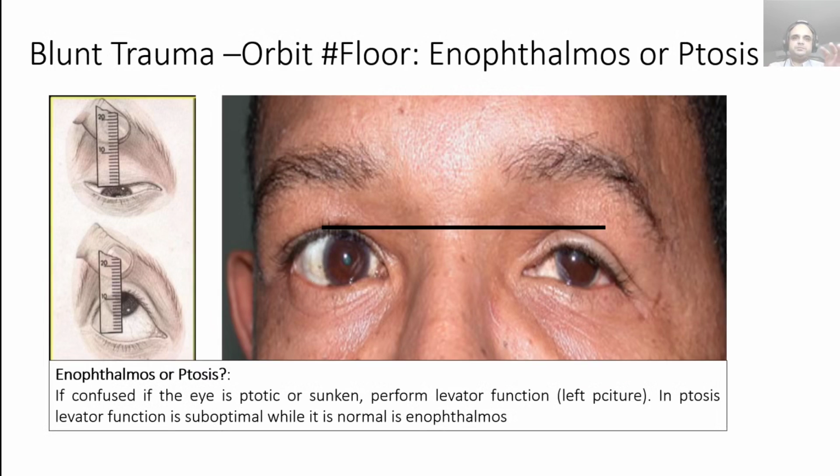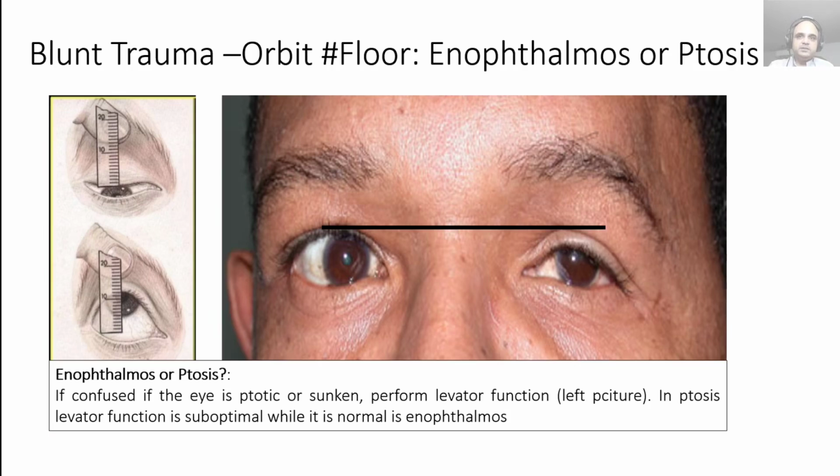Levator function, if you have not seen it yet, we have an entire video on ptosis and levator function, so you can see that clinical skill video. But briefly, what you do is you place your thumb on the brow, make the patient look down, and then make him look up to see how well the levator is working. In enophthalmos, the levator function should be fine because nothing happened to the levator muscle. In ptosis, the levator muscle would be affected.